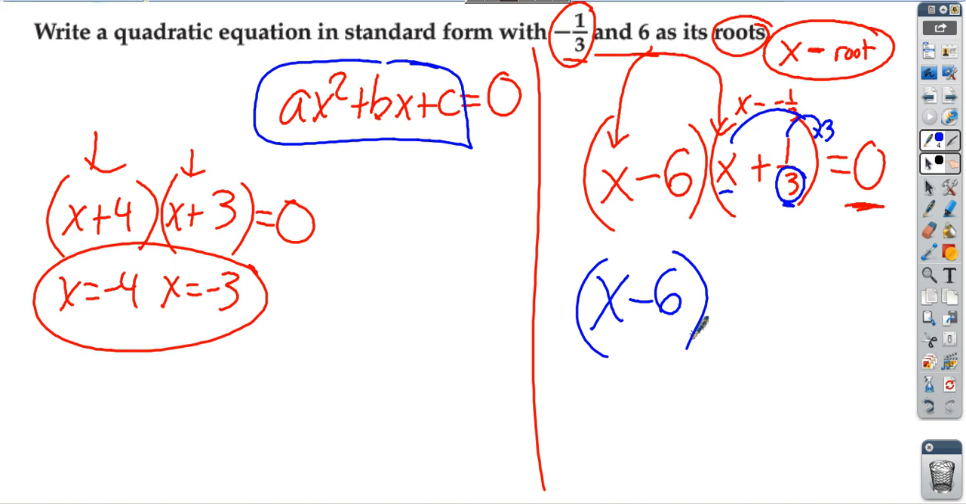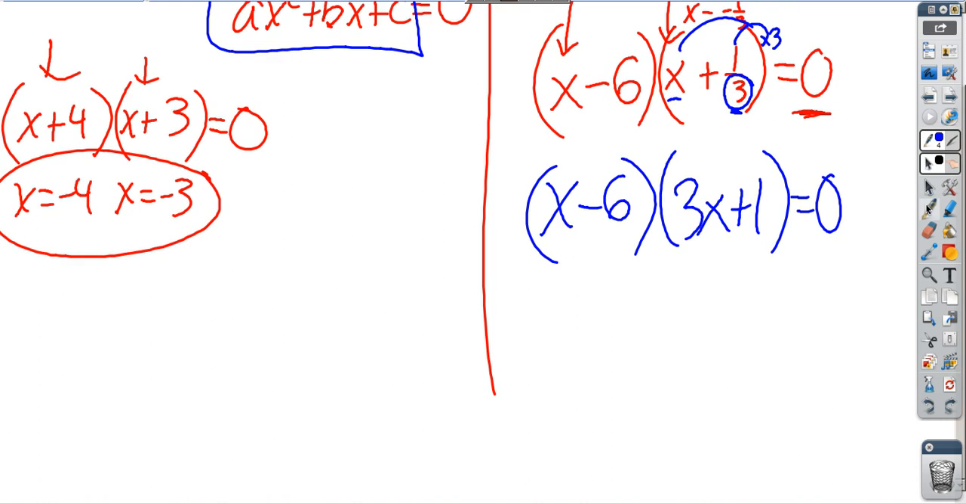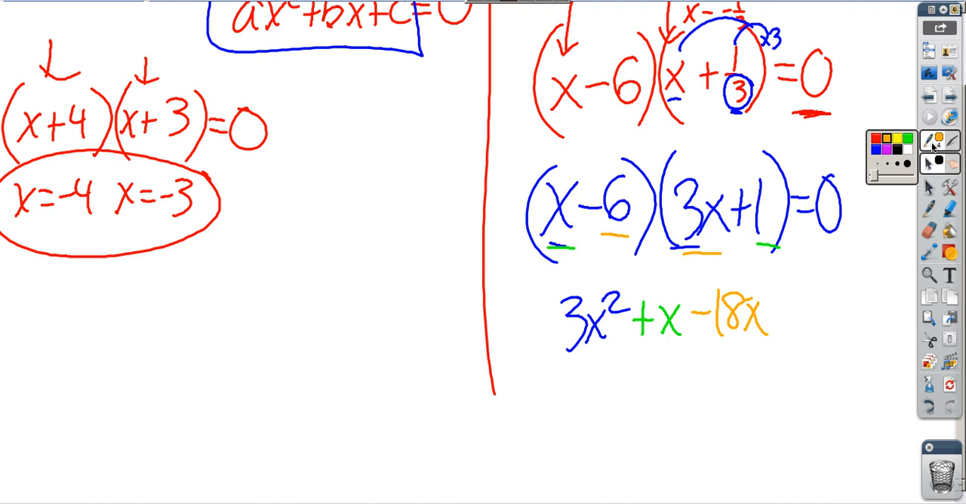When you distribute 3 to x, you get 3x. When you distribute 3 to 1/3, you get 1. So these are equivalent right now, and now we should FOIL this out. So the first terms, x times 3x is 3x squared. The outside terms, x times 1 would be just 1x, or x. The inside terms, negative 6 times 3x is negative 18x. And finally, the last terms are going to be negative 6 times 1, which is negative 6.